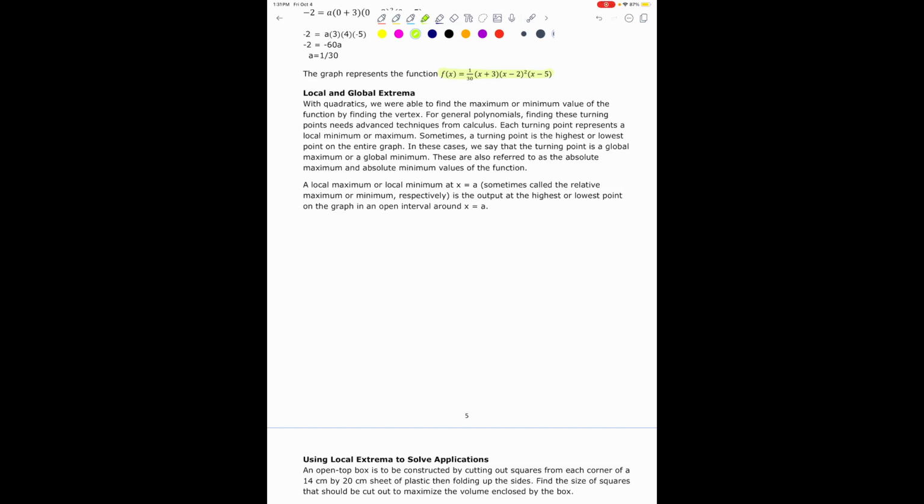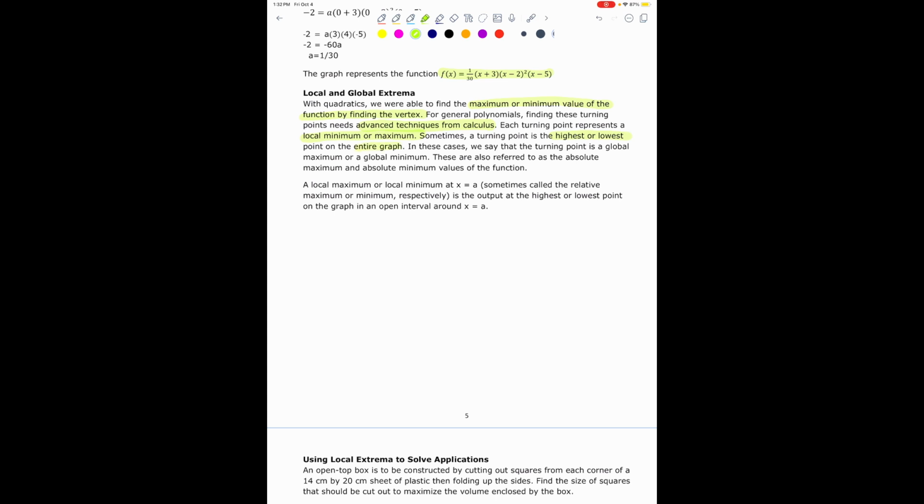Section 5.3, Part 2, Local and Global Extrema. With quadratic functions, we were able to find the maximum or minimum values of the function by finding the vertex. For general polynomials, finding these turning points needs advanced techniques from calculus. Each turning point represents a local maximum or minimum. Sometimes the turning point is the highest or the lowest point on the entire graph.